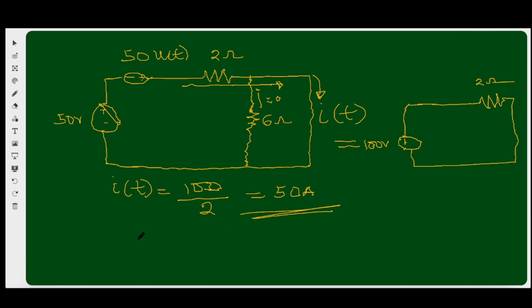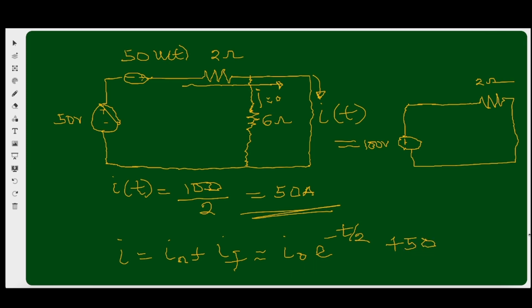That's straightforward, right? Now to get the complete response, which is the natural response plus the first response: the natural response is I naught e raised to power minus t over 2, and the first response is 50. But we don't know what I naught is. How do we get that?